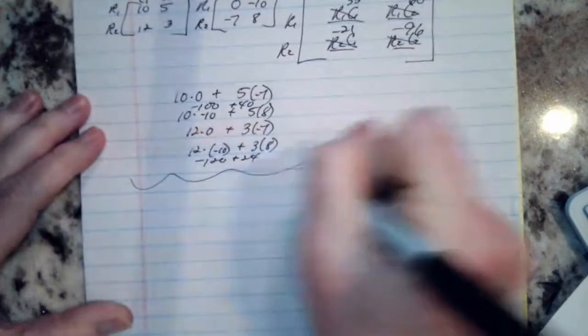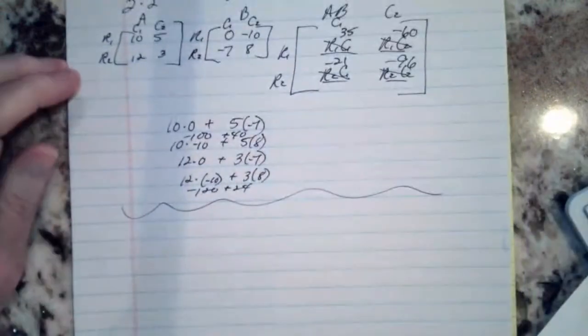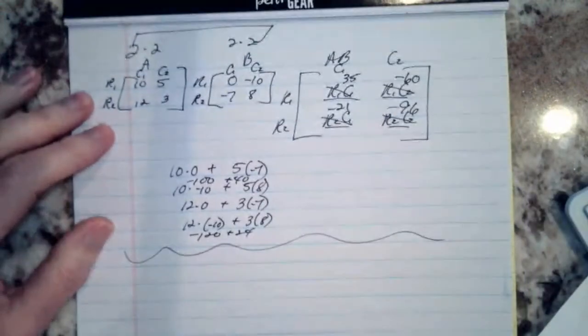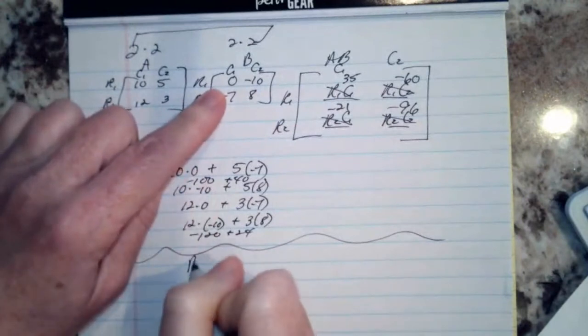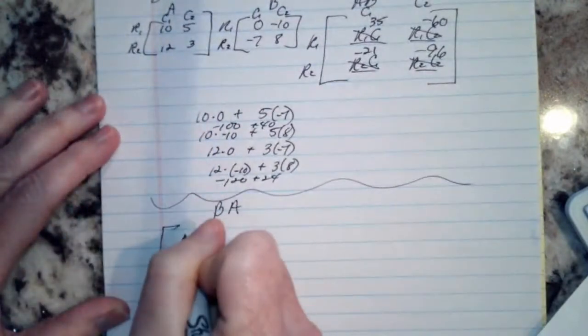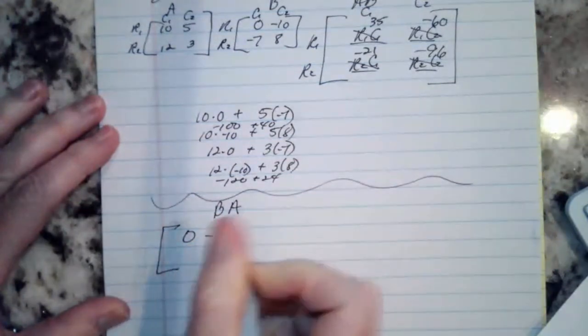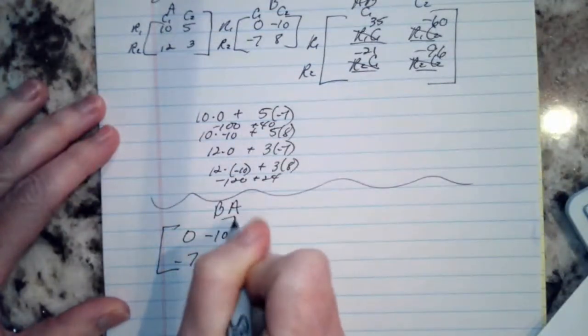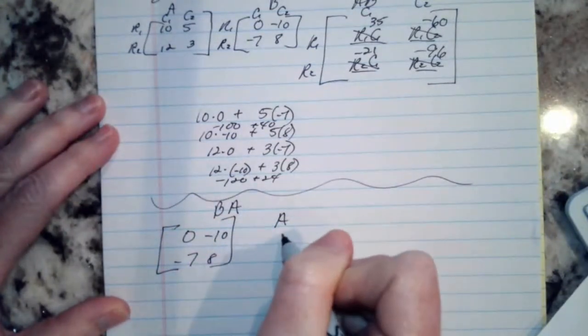Okay, let's do BA. BA is going to give us something different. Let's check that out. If we're doing BA, that means B is going first, and that'll make a difference. It doesn't in regular multiplication. Let's see, let me get this.